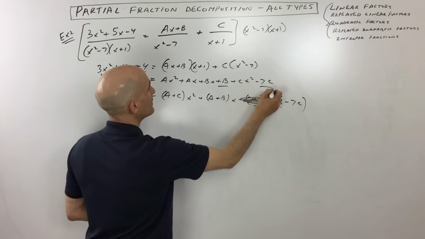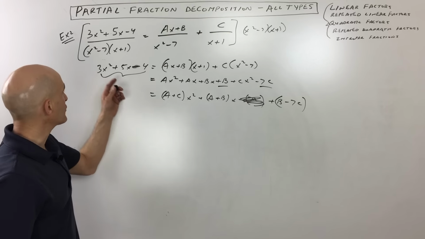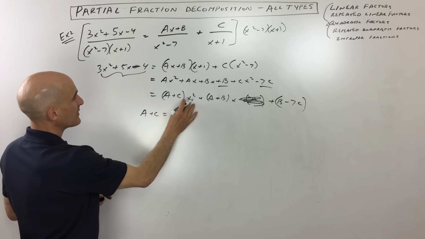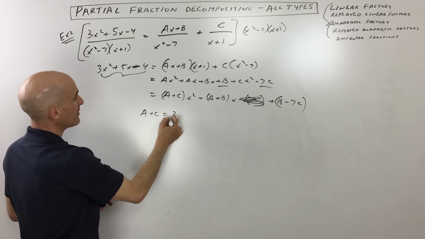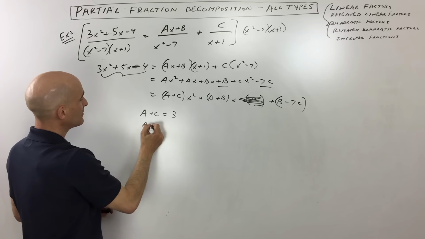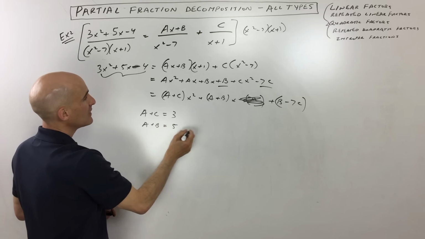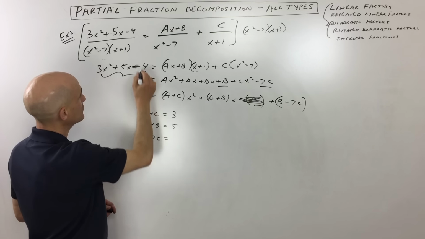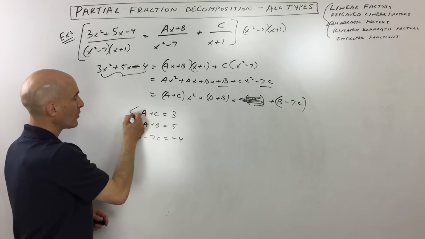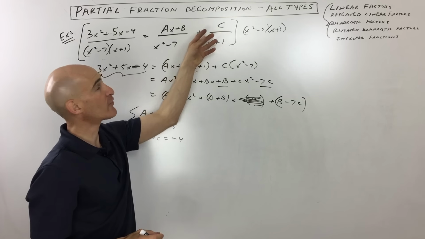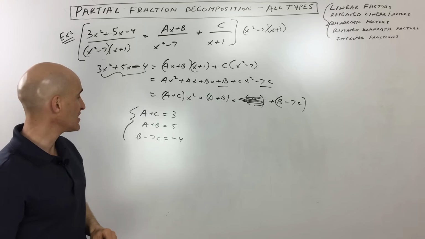Okay, so you want to group the constants together. So now we can make a system of equations. We've got a plus c, the x squared coefficient, is equal to 3. And then we've got a plus b is equal to 5. And we've got b minus 7c is equal to negative 4. Okay, so all we have to do is solve this system, and we'll know what a, b, and c are. We can put them back into these original fractions, and that's our partial fraction decomposition.